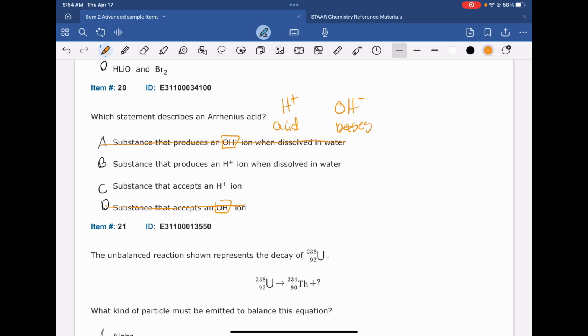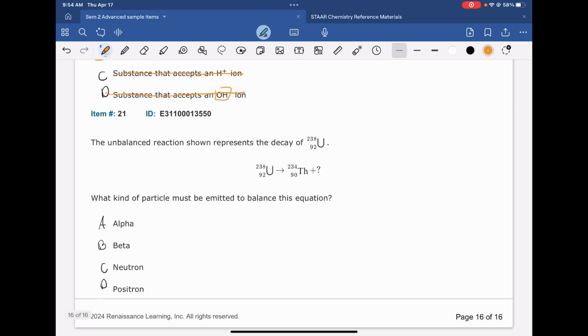So we're left with two answers, a substance that produces an H plus ion when dissolved in water and a substance that accepts an H plus ion. So we're going to go ahead and cross out C because we know that our acids are always going to produce an H plus ion when dissolved in water. So our answer is going to be B.